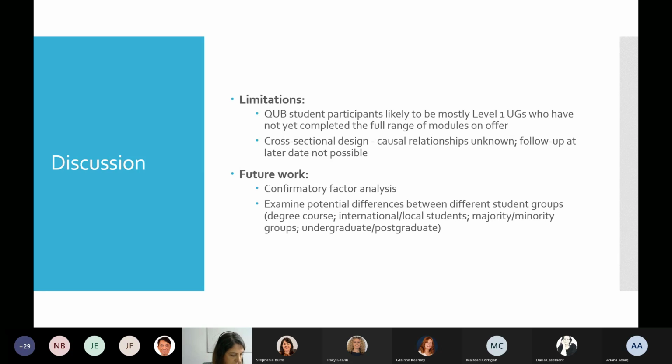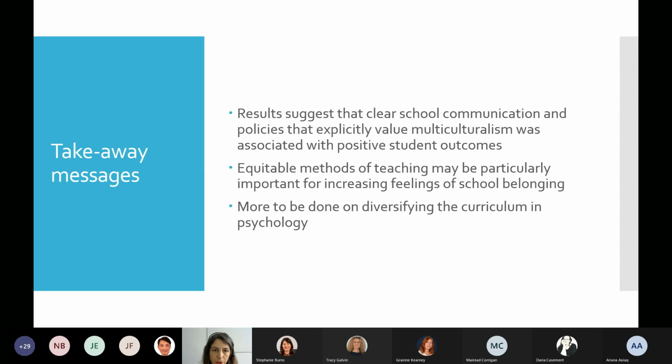I will probably not have time for limitations, but cross-sectional design, obviously with student outcomes, we cannot really be sure. And in the future, we need a larger group of students, a variety of students to test confirmatory factor analysis, but also to investigate different students' understandings of multicultural education.